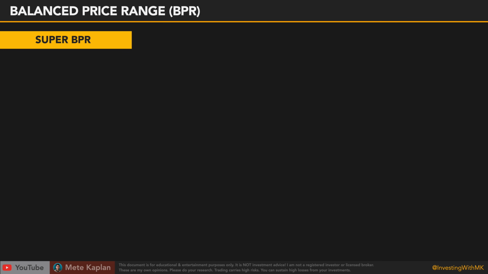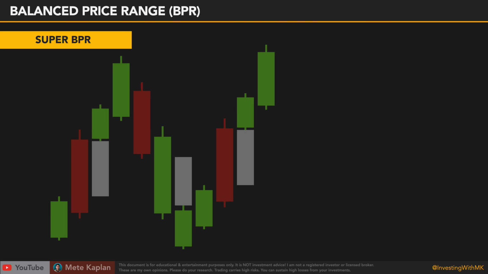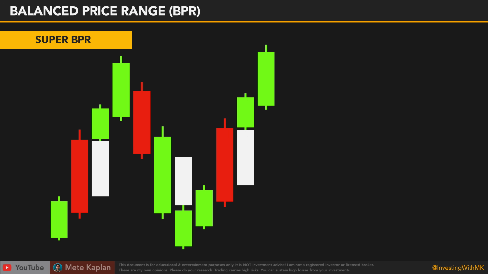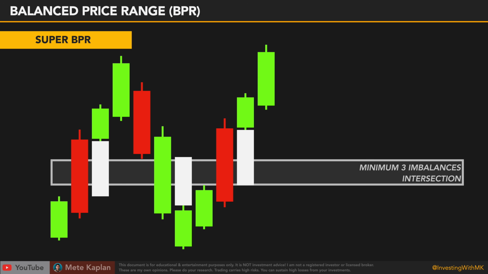Now what is a super BPR? That's sometimes not really common. Imbalances will keep failing multiple times. This generally creates an extremely sensitive area because price misses so many orders inside these imbalances. And when the time is right, there could be a crazy reaction. It may even start rallies by filling all those missing orders inside imbalances.